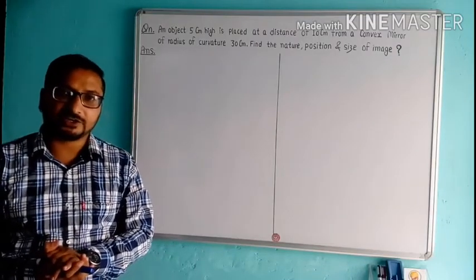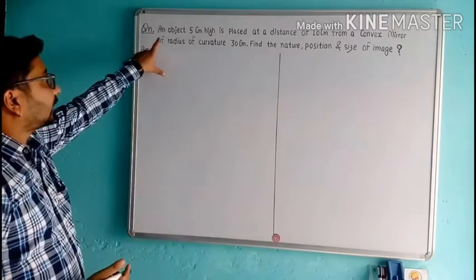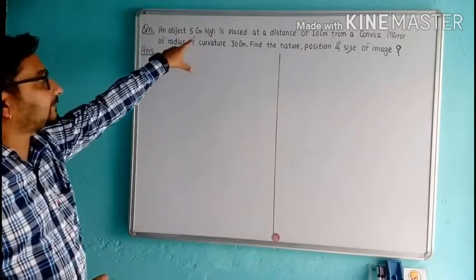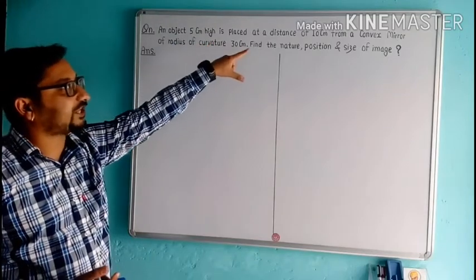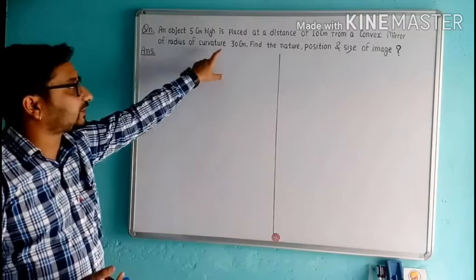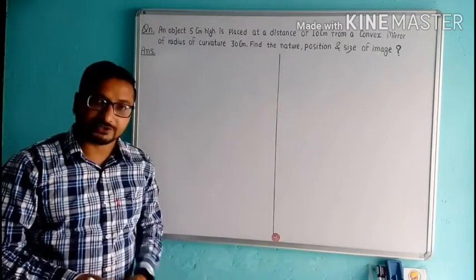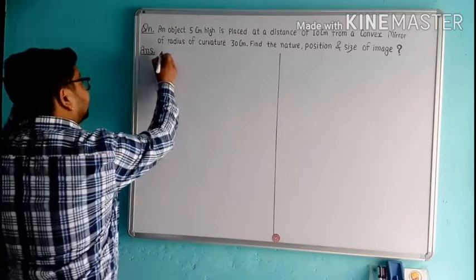Today we will discuss a numerical related to convex mirror. Now here is the question. An object 5 cm high is placed at a distance of 10 cm from a convex mirror of radius of curvature 30 cm. Find the nature, position and size of image. Now, what do we have?